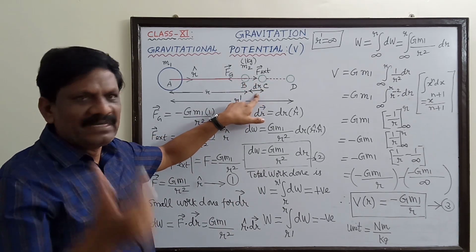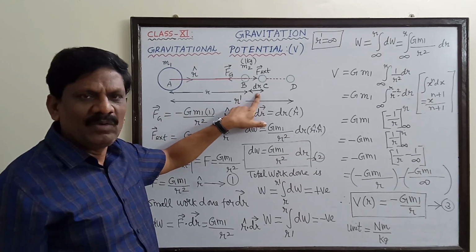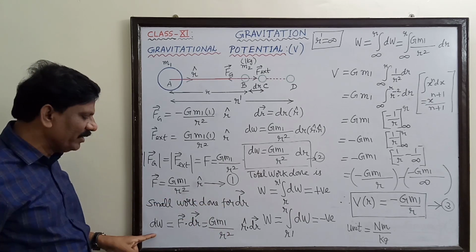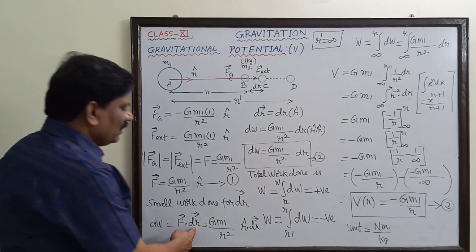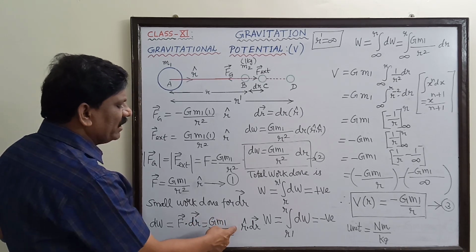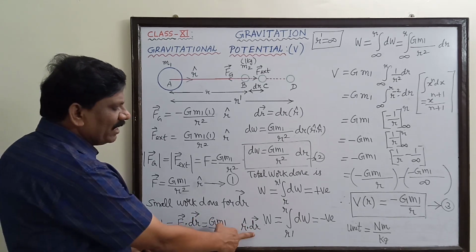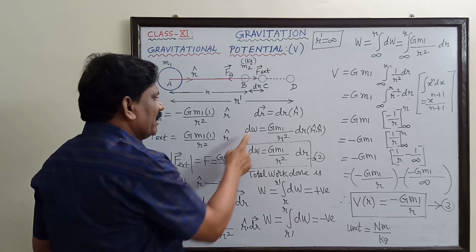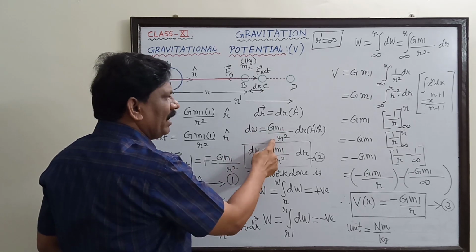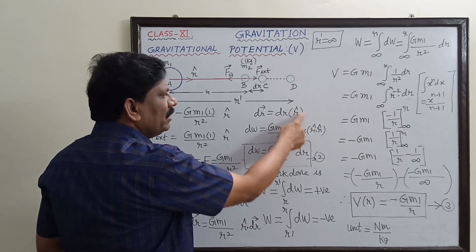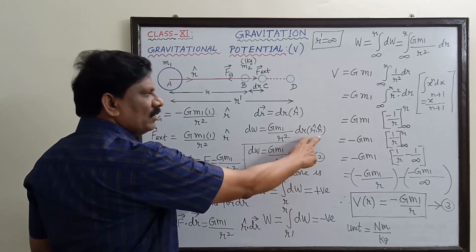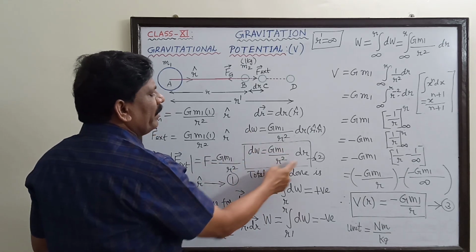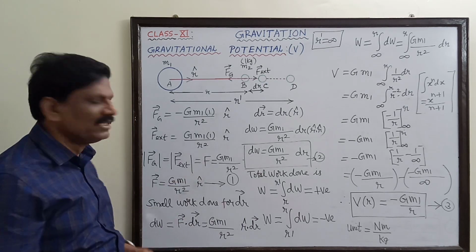A small infinitesimal displacement dr requires a small work dW. So, small work done for a displacement dr is given by dW is equal to F dot dr. So, that is G m1 by r square into r cap dot dr. Once again, dr vector is equal to what? Magnitude dr into r cap. Therefore, dW is equal to G m1 by r square into dr into r cap dot r cap. So, this self dot product is equal to 1. Therefore, dW is equal to G m1 by r square into dr. So, that is equation 2.